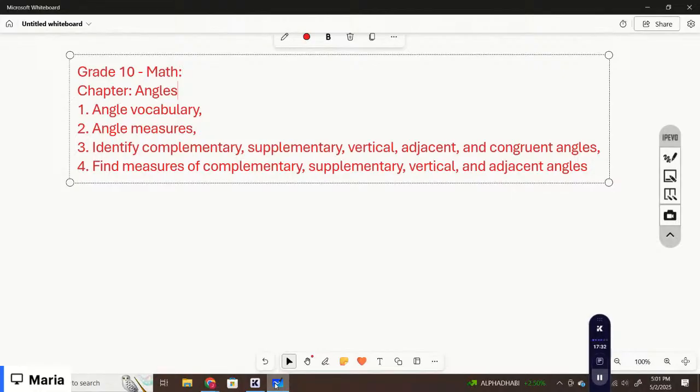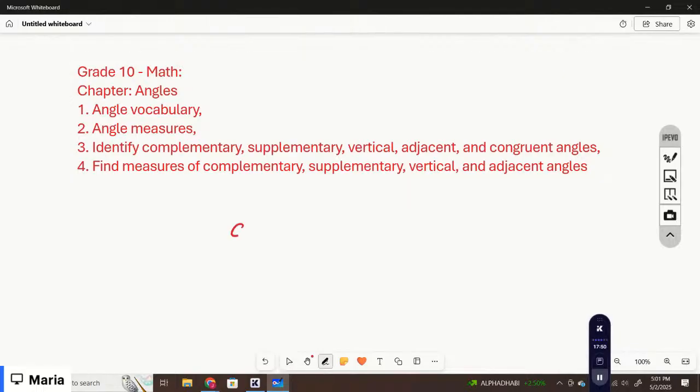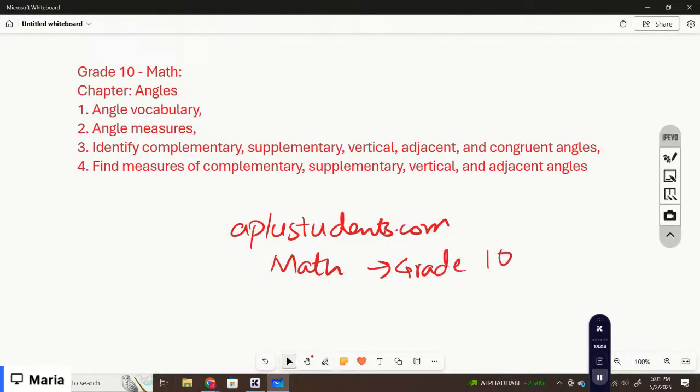You can find all the lessons on aplusstudents.com. You have to log in there using your email address and password as provided by the administrator. Then you have to select math from the subject tab, scroll down to grade 10 math, and then click on view all links. There you can find a list of chapters.